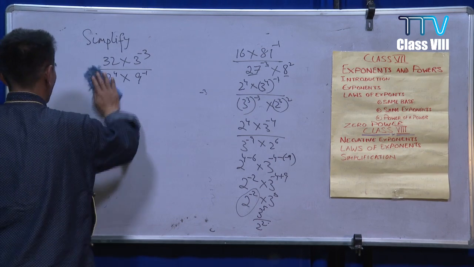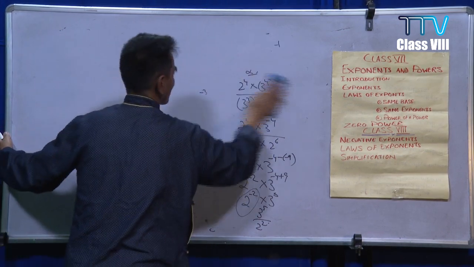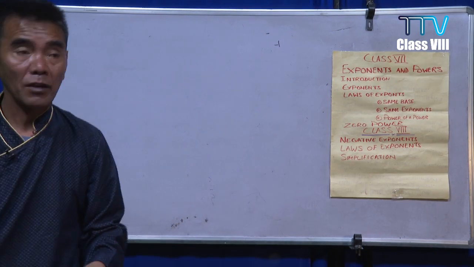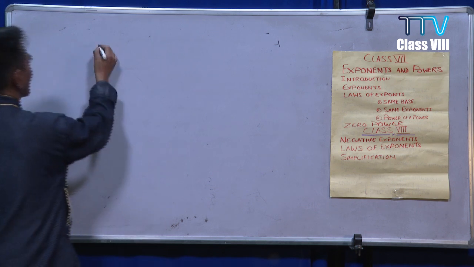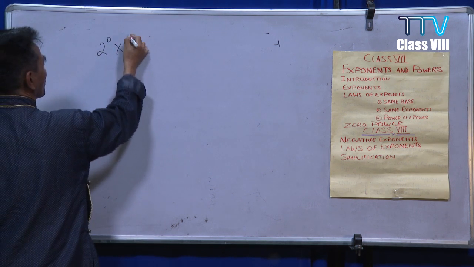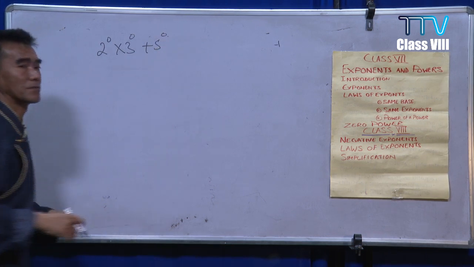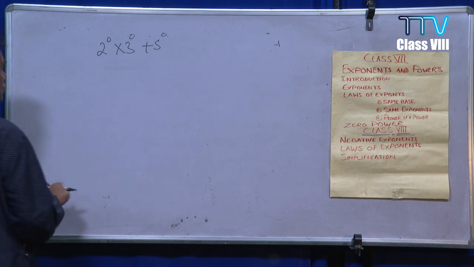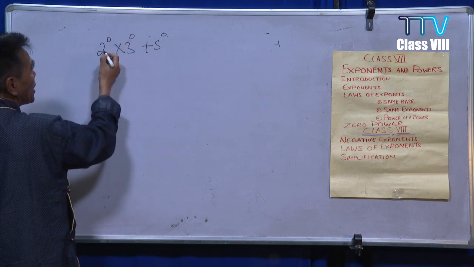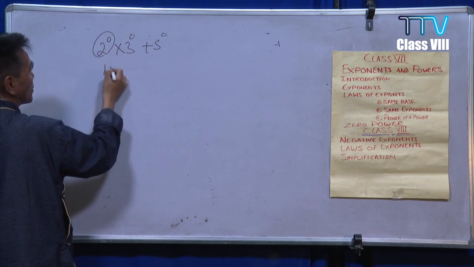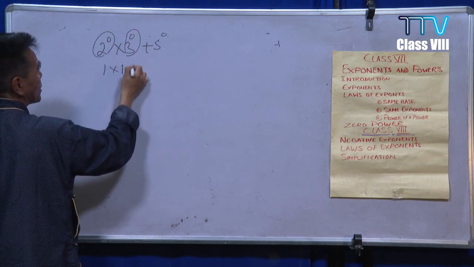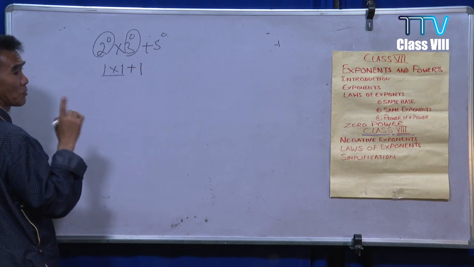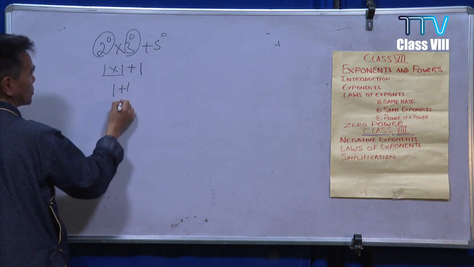Zero exponent: any number with power 0 is 1. Evaluate 2 raised to power 0 multiplied by 3 raised to power 0 plus 5 raised to power 0. Any number with power 0 is 1, so any number with power 0 is equal to 1. Now you multiply these two, 1 times 1, plus 1, which is equal to 2.